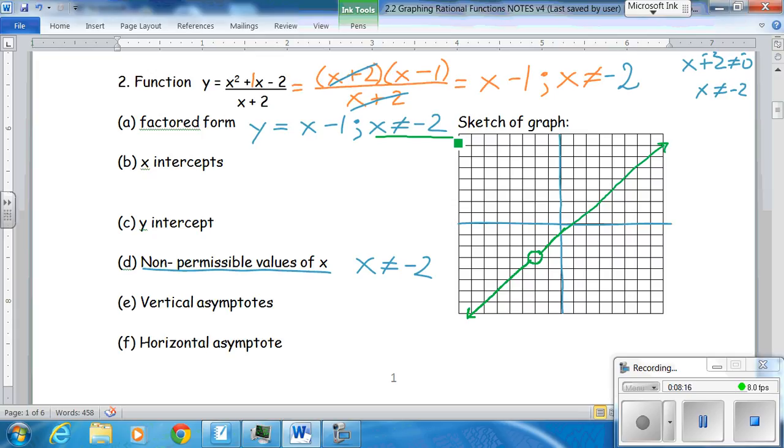Now, the rest of the questions are quite straightforward. X-intercept, x equals plus 1. Y-intercept, y equals minus 1. There are no vertical asymptotes, no horizontal asymptotes. We merely have a hole at minus 3, minus 2. Oh, sorry, not minus 3. Minus 2 is my x value, and we write x first. My apologies, ladies and gentlemen. So it's always x, then y.